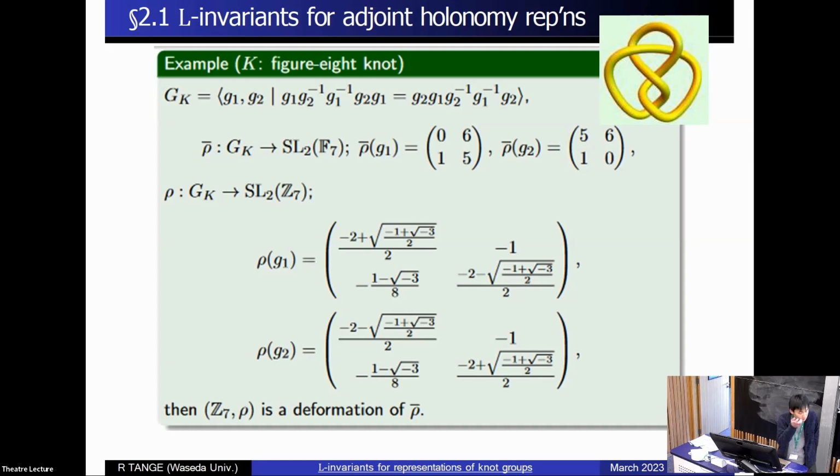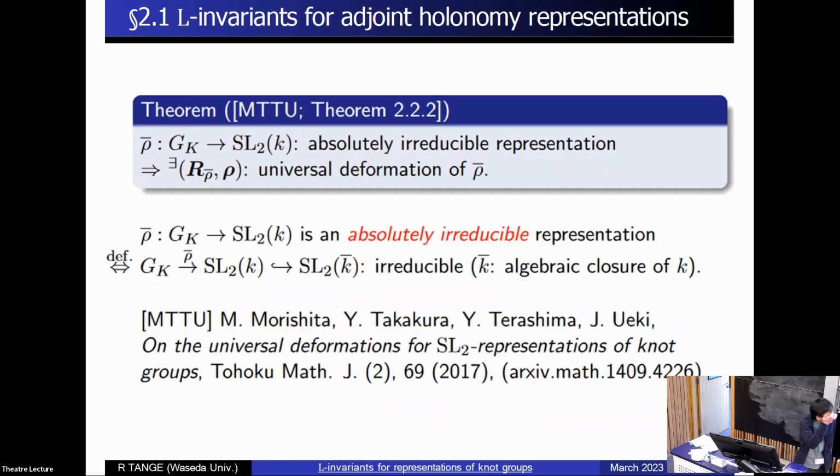Sorry, on the previous slide for the representability result, are there any conditions on K? Is it not okay?